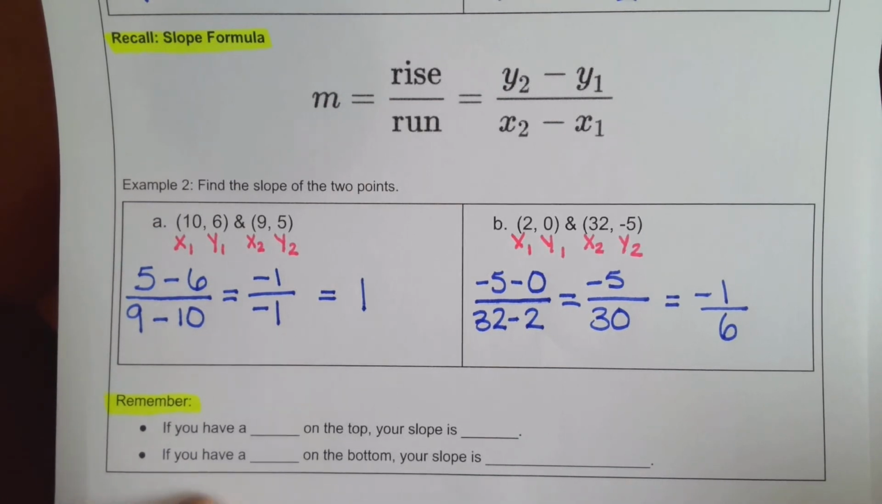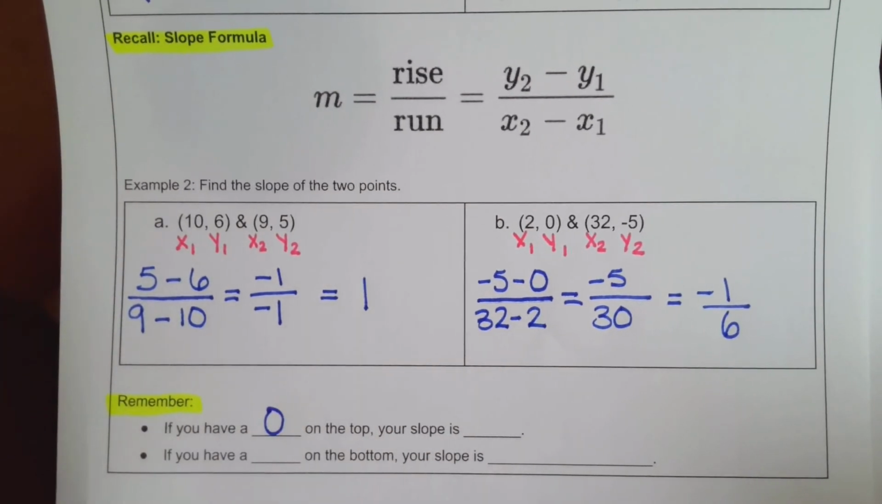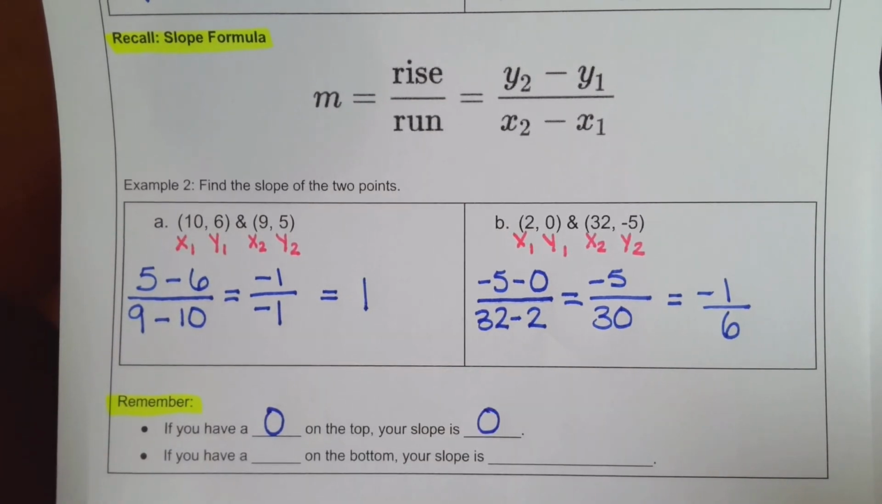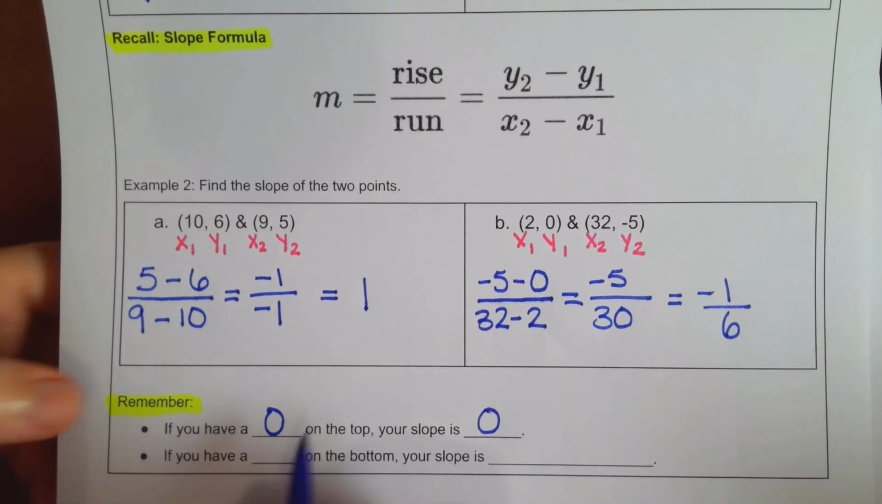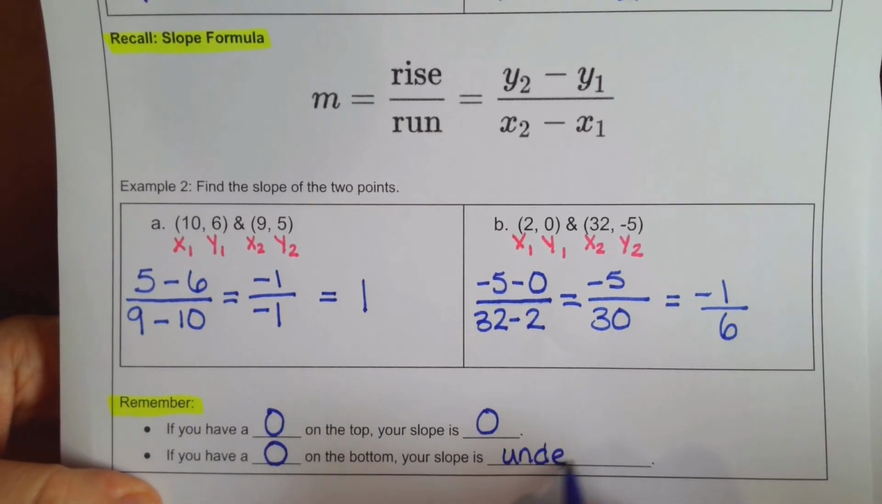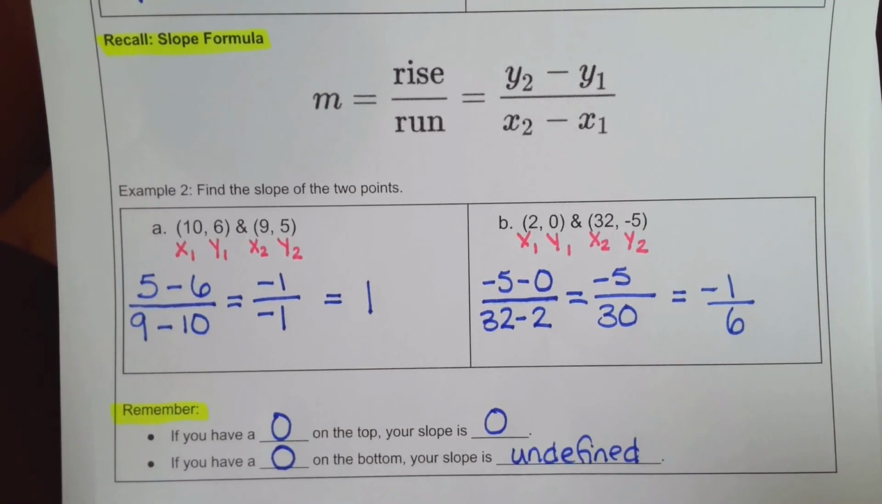A few things to remember about slope. If you have a 0 on the top of your fraction, your slope is 0. Easy enough. But if you have a 0 on the bottom, your slope is undefined. Undefined is very different from just 0. So you need to make sure you're aware of where the 0 is at and what it means. So 0 on top is 0. 0 on bottom is undefined.